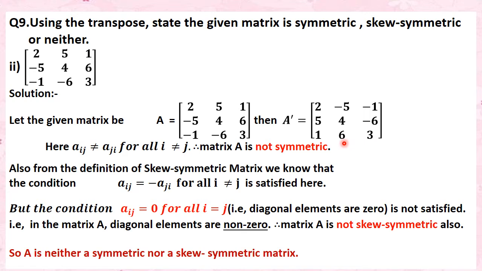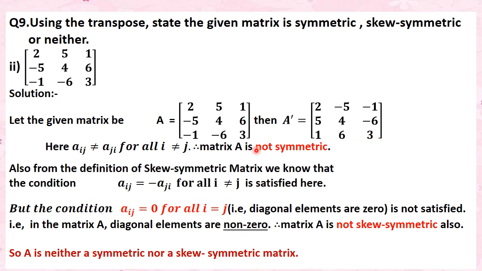And you can observe that by the definition of symmetric matrix we know that Aij and Aji are equal, but here Aij and Aji are not equal for all i not equal to j. That means the elements other than the diagonal elements are not satisfying this condition. So matrix A is not symmetric, and one more thing, diagonal elements do not have any change in the transpose.